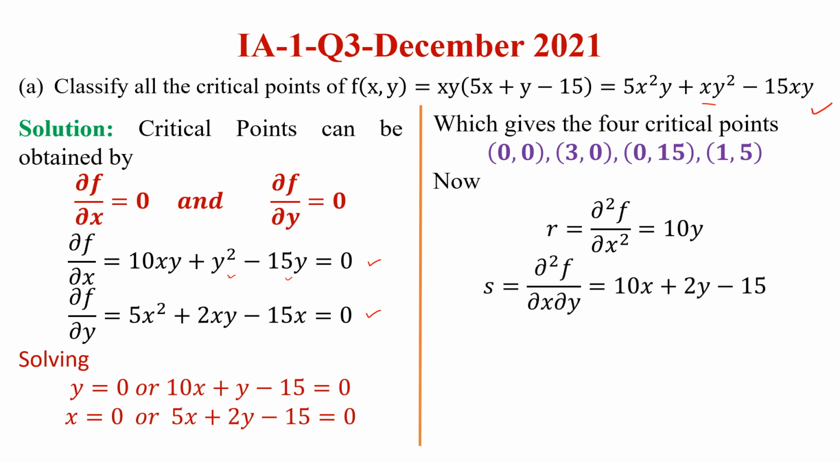S is del 2f upon del x del y. It is the partial differentiation of either del f upon del x with respect to y or del f upon del y with respect to x. Anyone you can pick. So it is 10x plus 2y minus 15 that you get. T is del 2f upon del y square. That is the partial differentiation of del f upon del y with respect to y. So keep x as a constant. The derivative of these two terms will be 0, and here from 2xy we get 2x.